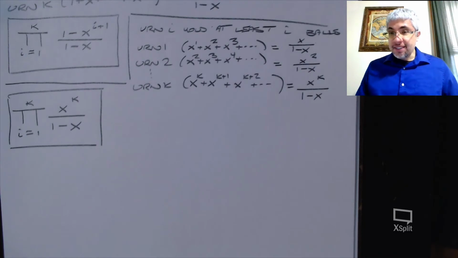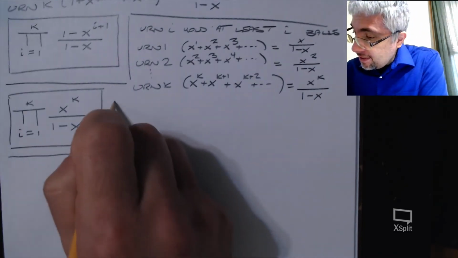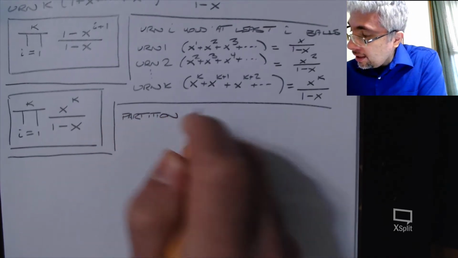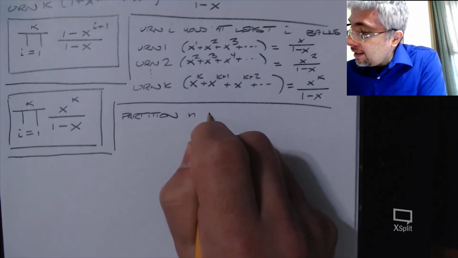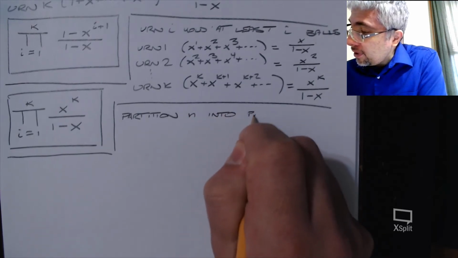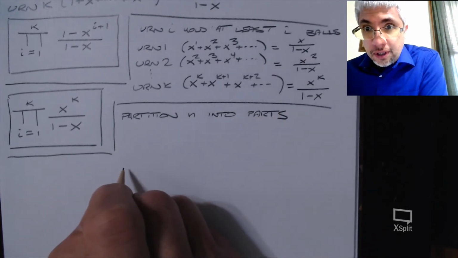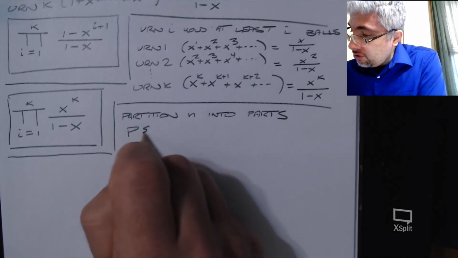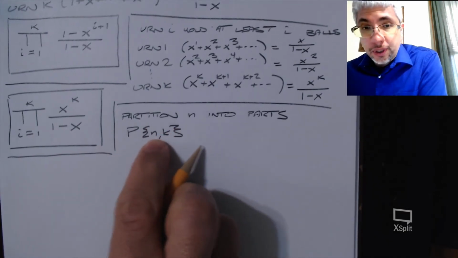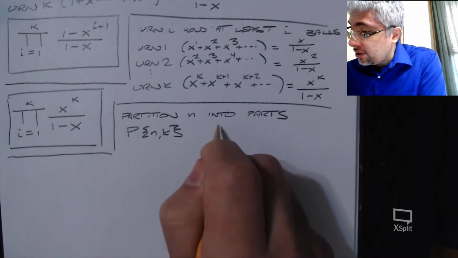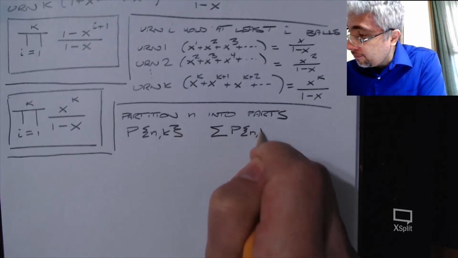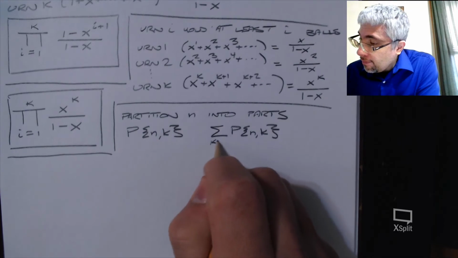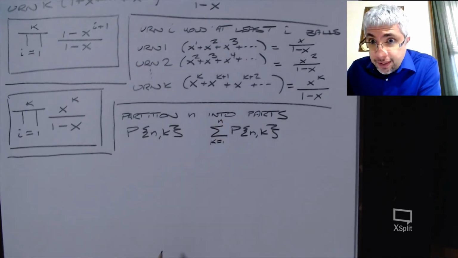Now let's try something else. Okay, let's talk about partitions. So let's say we want to partition n into parts. So the number n, basically any number of parts. So we introduced this notation earlier for the number of ways we could partition n into k parts. Now what we're interested in here is the sum of all of these together for any possible k, as k ranges from 1 to n. So any number.